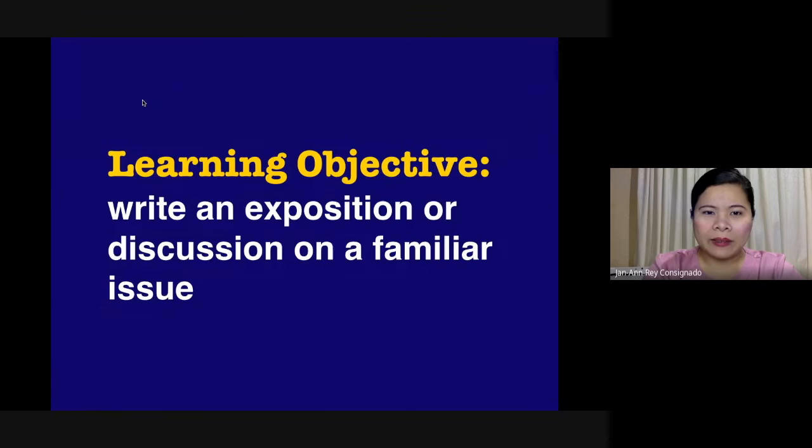Our learning objective: write an exposition or discussion on a familiar issue.